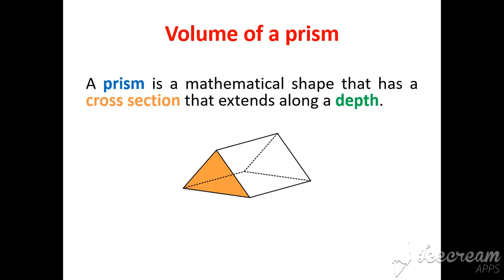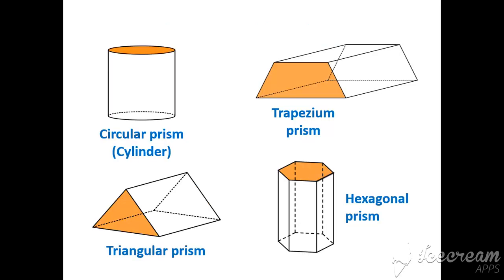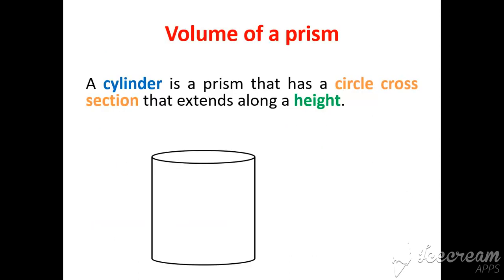All right, a prism is a mathematical shape that has a cross-section that extends along a depth. So here are the types of prisms we've spoken about: circular prisms, trapezium prisms, hexagonal prisms, triangular prisms. There's many more out there. In this video, we're going to turn our attention to a circular prism, and most people like to call it a cylinder. So a cylinder is a prism that has a circle cross-section that extends along a height.